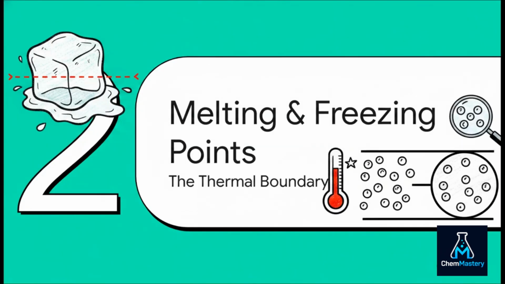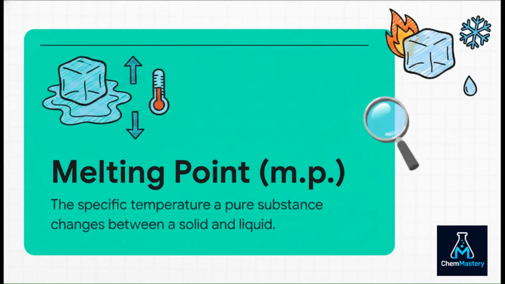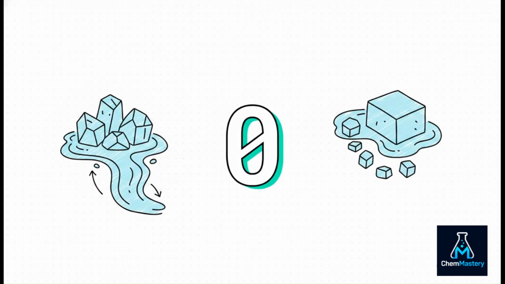Moving on to part two, melting and freezing points, which act as our thermal boundary. Now, the absolutely crucial thing to remember here is that for any given pure substance, melting and freezing happen sharply at the exact same temperature. It's totally a two-way street. The temperature where a solid turns into a liquid, that's your melting point. And the process completely reverses at precisely that same temperature if you cool the liquid down, which we call its freezing point.